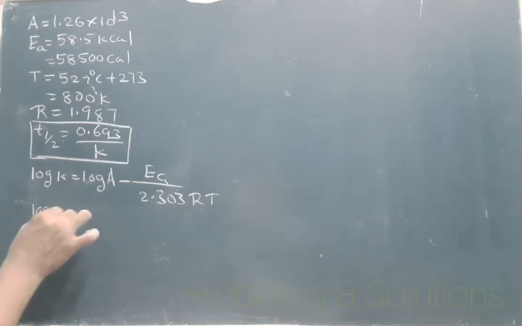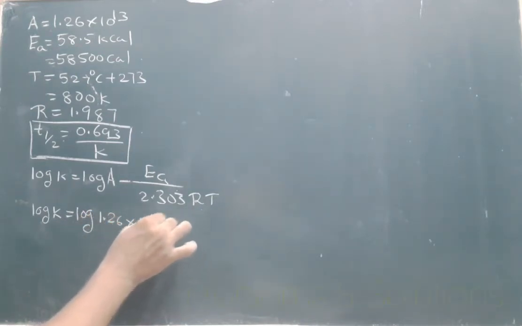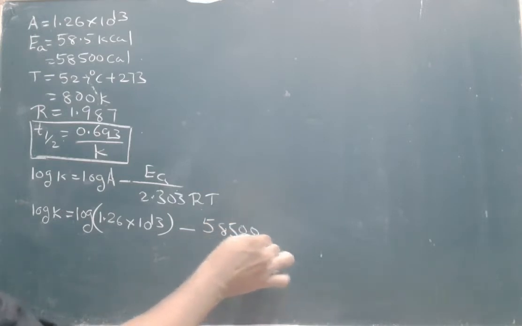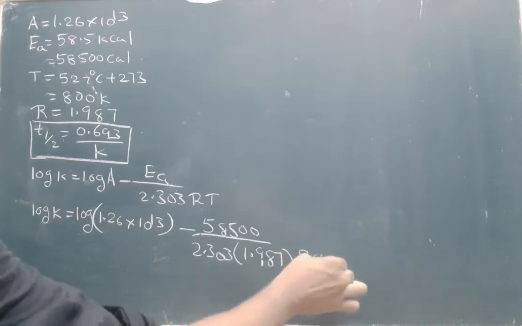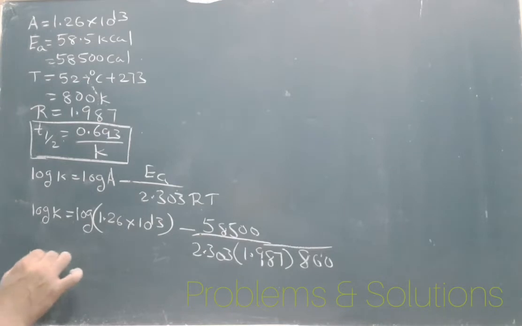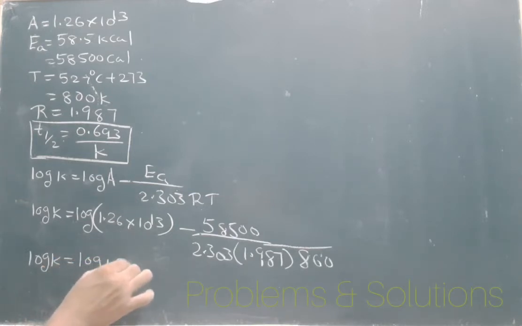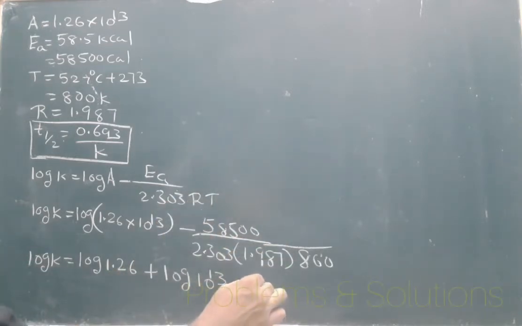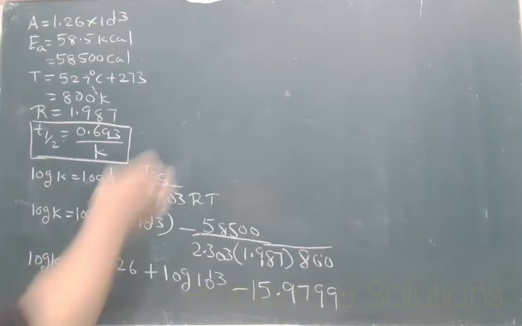So log k is equal to log A, where A value is 1.26 × 10^13, minus Ea value, 58,500 by 2.303 into 1.987 into 800. Now, this is in the form of log AB, so you can write it as log A plus log B. Here B is nothing but 10^13, right? Log 10^13 minus, on simplifying this value we will get 15.9799.